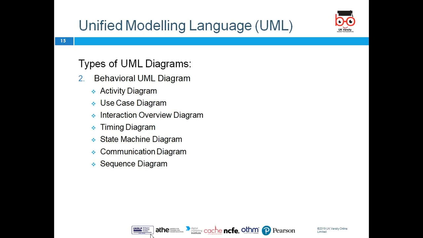The other one is the behavioral UML diagrams, like the activity diagram, use case diagram, interaction overview diagram, timing diagram, state machine diagram, and communication diagram. So you want to show how the software components would be behaving. Is that clear? And the first one was the structural.